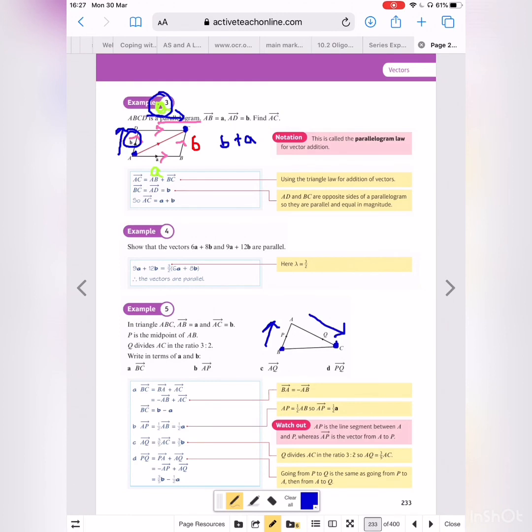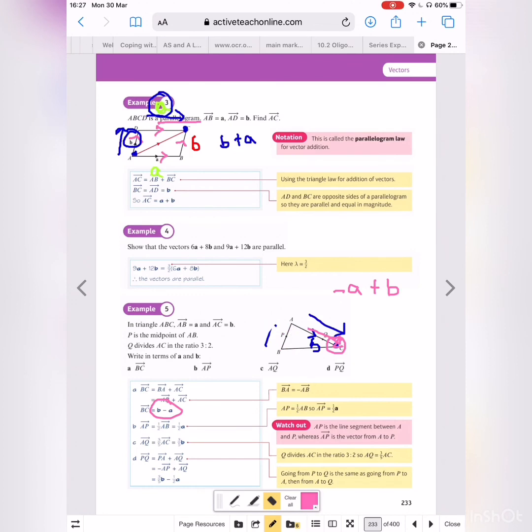We're told that AB, so A to B, that's that way, is A, and A to C, that's that way, is B. Therefore, in order to go from B, so from this point to this point, we're going to have to do the reverse of that side. So we're going to need to have minus A. And then we're going to have to go along that side as it says, so that's just plus B, which is exactly what it says there.